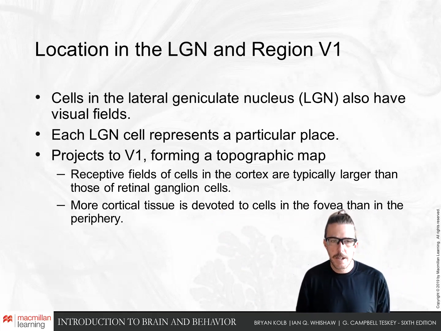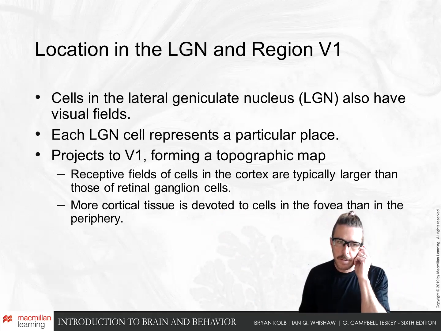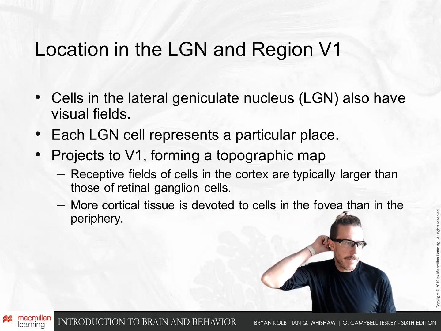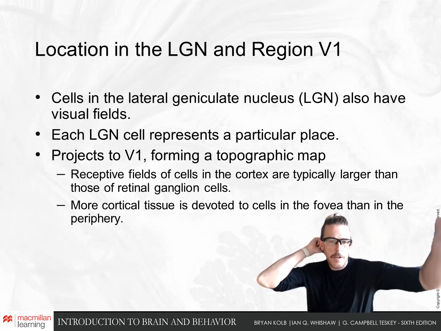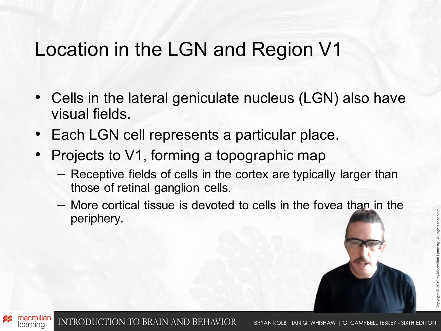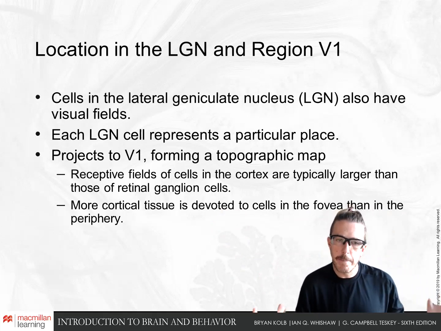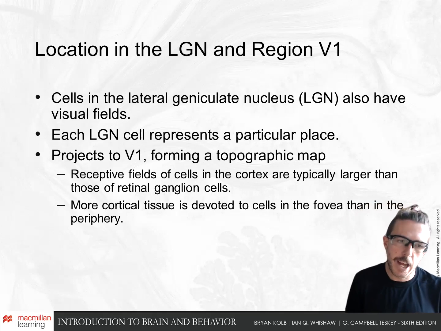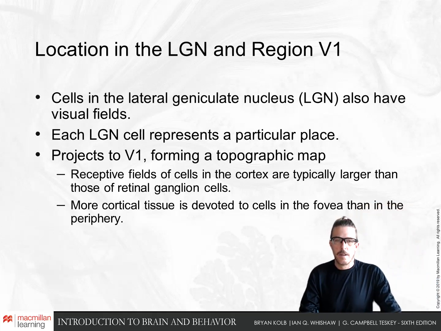But as we move into the visual cortex, the receptive fields of the cells there get larger than those in the eyeball. So a given neuron in our primary visual cortex might respond to a larger section of the visual field than a given retinal ganglion cell in the retina, because it's combining the information from multiple retinal ganglion cells. Another way you can think about this is like a hierarchy.